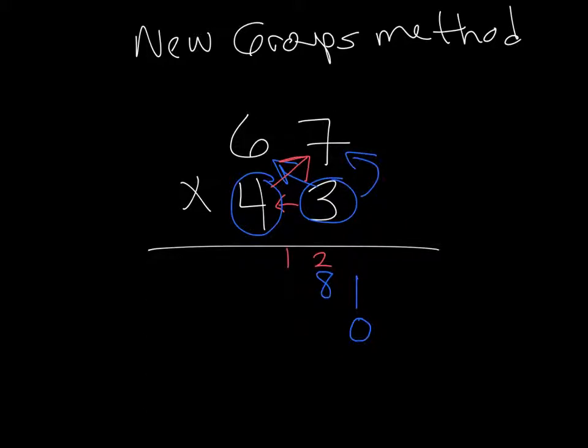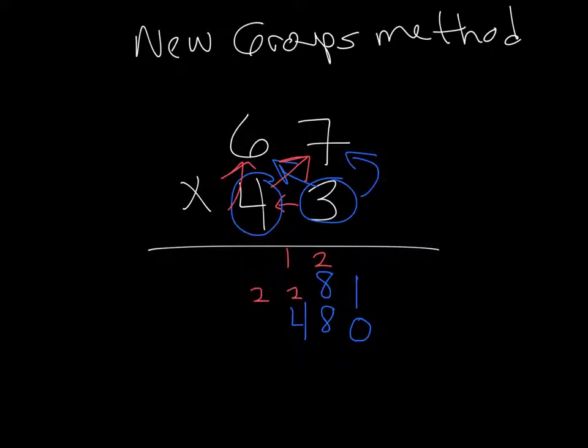4 times 7 is 28. So we're going to put our 8 down, which will end up right underneath the other 8, and our 2 up to the top left, just as we have done in the past. And then we're going to go with 4 times 6. 4 times 6 is 24. So we're going to put our 4 down next to the 8 and underneath the 2. And the 2 that we regrouped will be regrouped to the left.